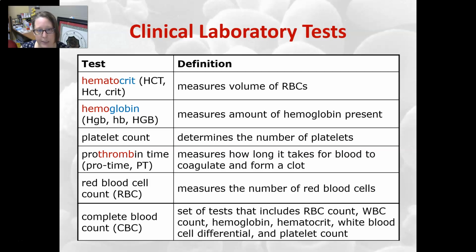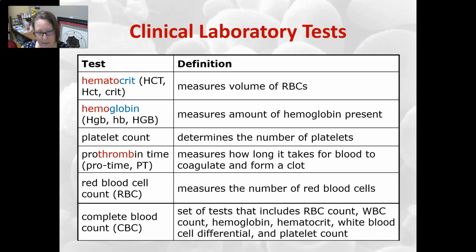Hemoglobin, also abbreviated as HB, measures the amount of hemoglobin that's present in blood. It's a concentration, and so it's all of it contained in the blood, but we usually release it from all the cells and then measure the concentration. The platelet count determines the number of platelets per certain volume of blood.